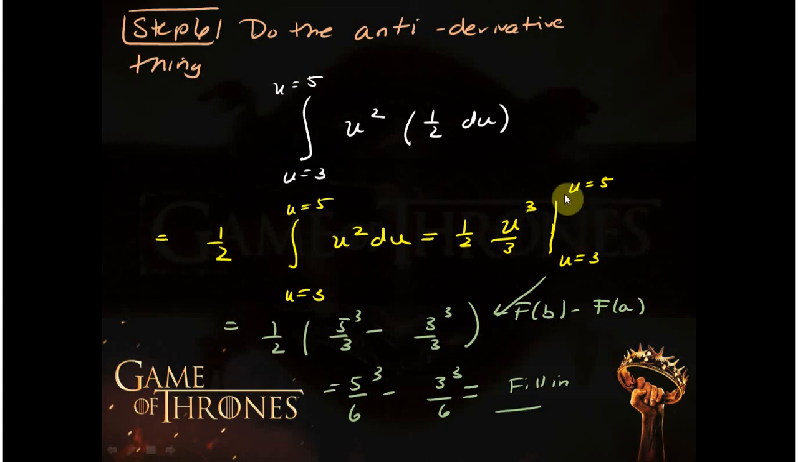I plug 5 in for u into u cubed, and I subtract plugging in the lower limit. And I didn't have a calculator sitting here to do that. Am I okay leaving it? You can figure this out if you want to. It's a number. Some number. We can shout it out, it'll be on the recording.